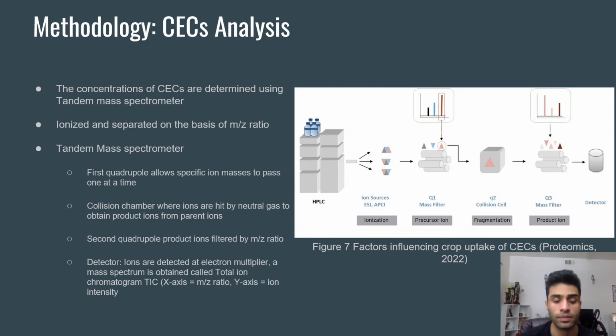the contaminants are ionized through an ion source, and then through a mass filter they are separated, basically on the basis of their mass to charge ratio, which helps us identify and quantify those contaminants.